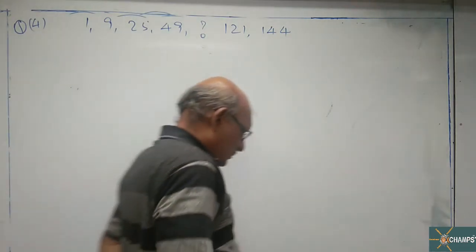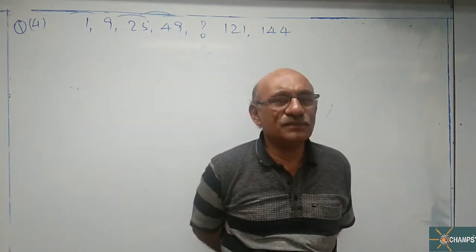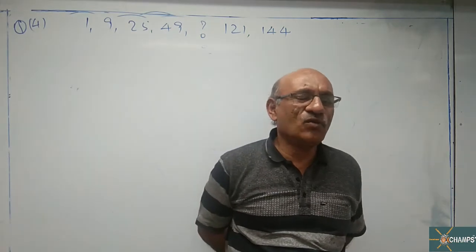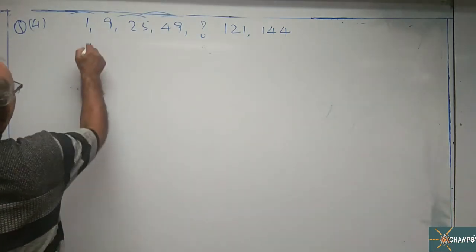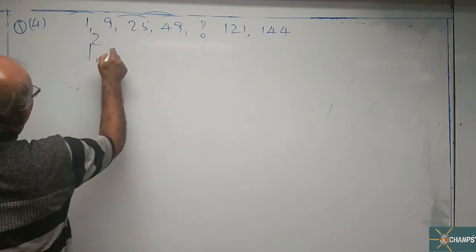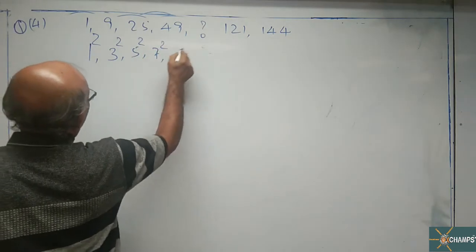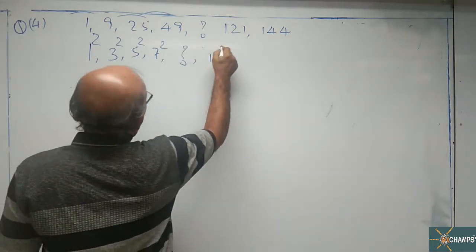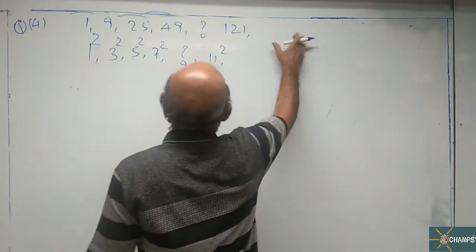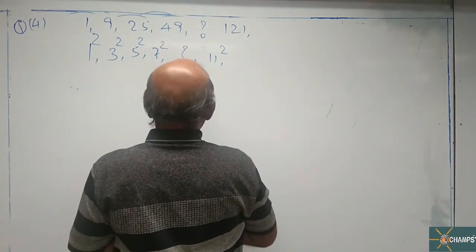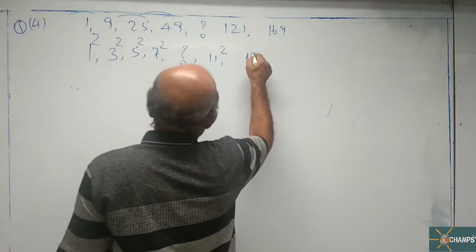Simple question, sir. Looking at the question, immediately you will get an idea. The given numbers are squares. 1 can be written as 1 square, 9 as 3 square, 25 as 5 square, 7 square, question mark, 11 square, 169 is 13 square.